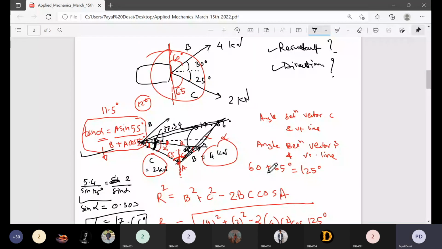In applied mechanics, again I am telling you, it is just like a mathematics course. You have to practice, and there are a variety of examples. So if you practice a variety of examples, then you will be able to solve.